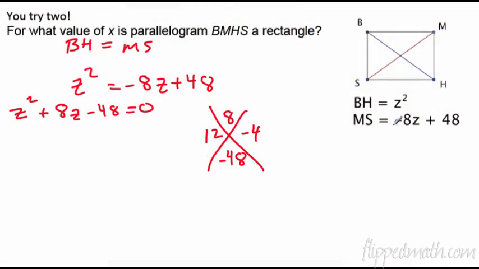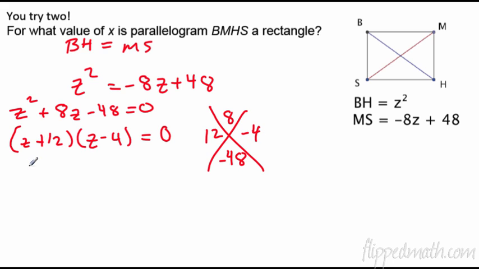Okay, so I went through the hard part and set it all up here. Got the quadratic equation, moved everything over, and we have a magic x problem here with negative 48 in the bottom, 8 in the top, and you get 12 and negative 4. So, were you able to do that? I hope so. You get z plus 12 and then z minus 4 equals 0. What two numbers multiply to negative 48? 12 and 4, they have to add to 8.